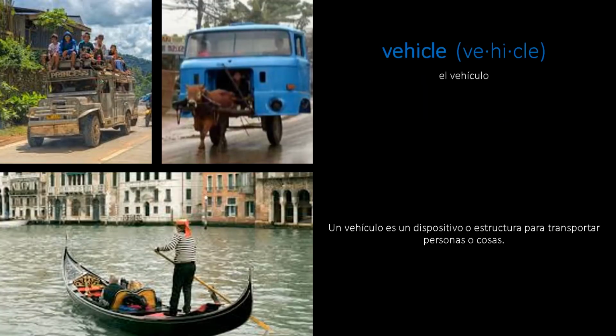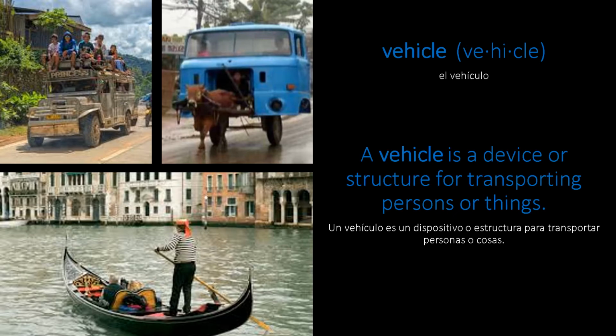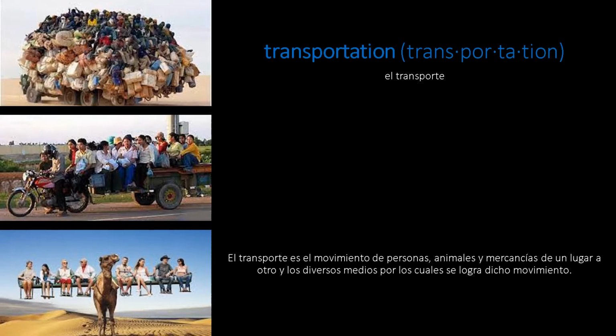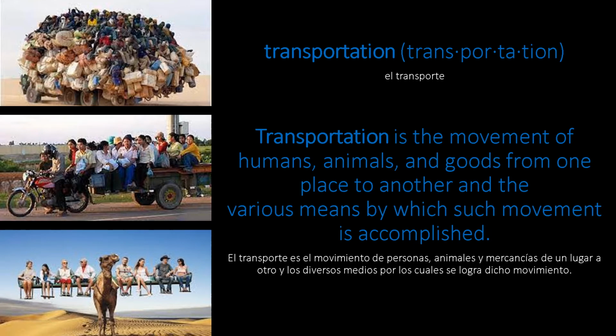Vehicle. A vehicle is a device or structure for transporting persons or things. Transportation. Transportation is the movement of humans, animals, and goods from one place to another and the various means by which such movement is accomplished.